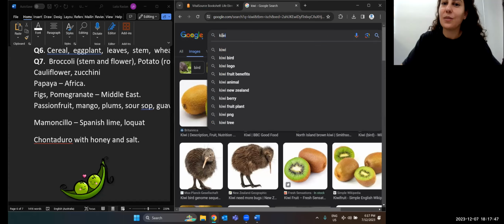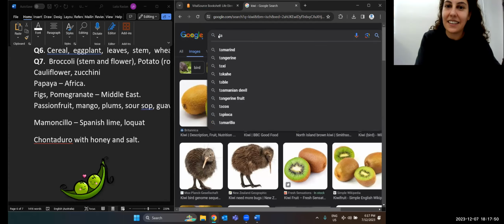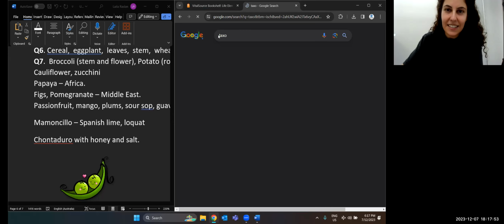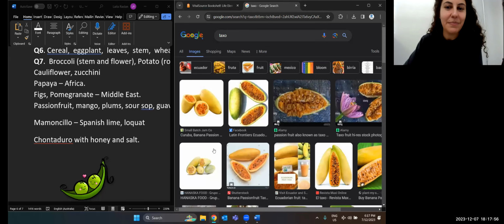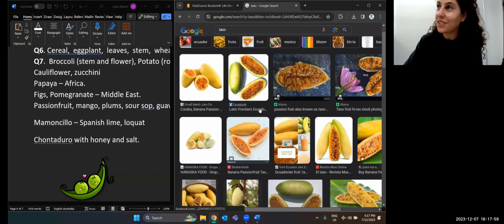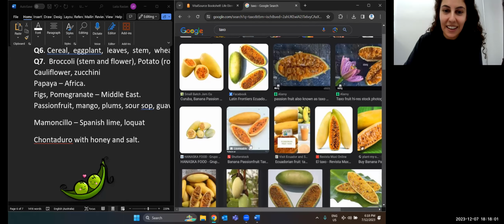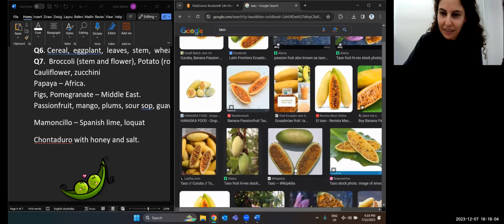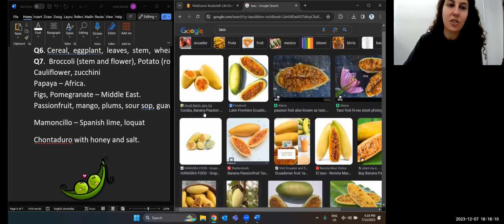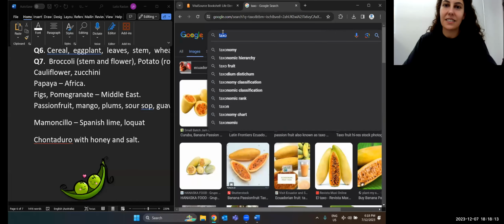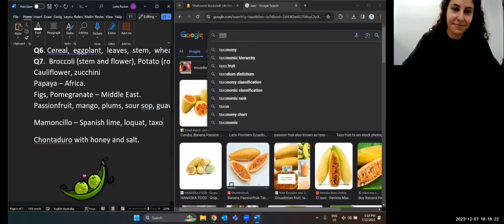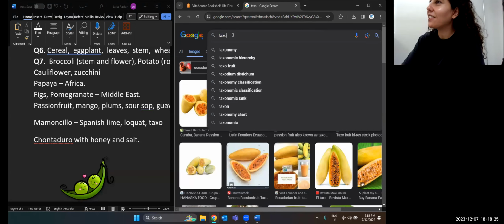Santiago? What is it? Taxo. Ecuador. So this is from your country, like very common. I never know, but is it like papaya or the one that we saw before? Passion fruit. Similar. And how do I say it? Taxo? Taxo. Okay. Interesting. Taxo.